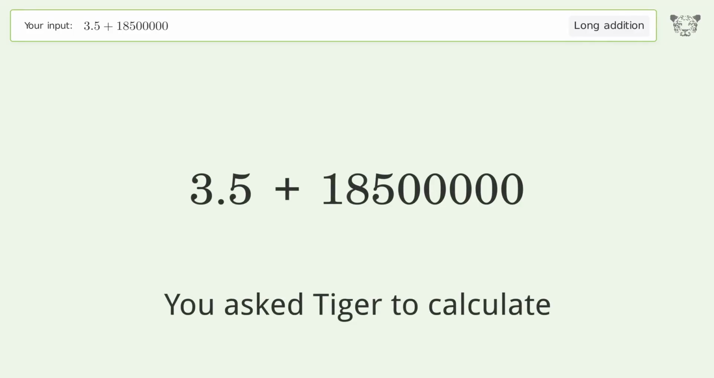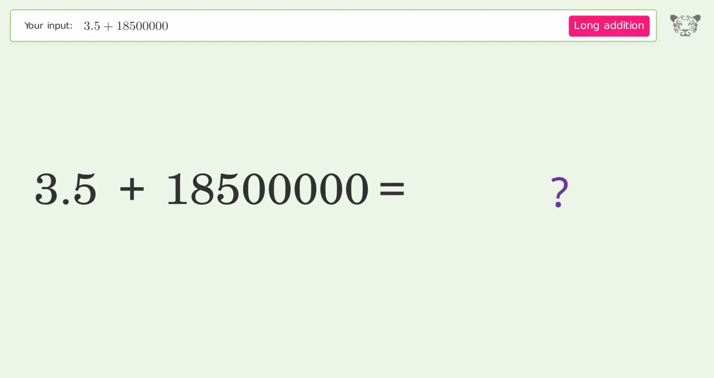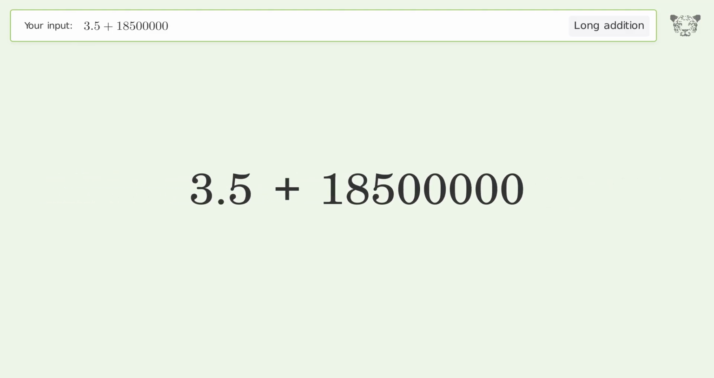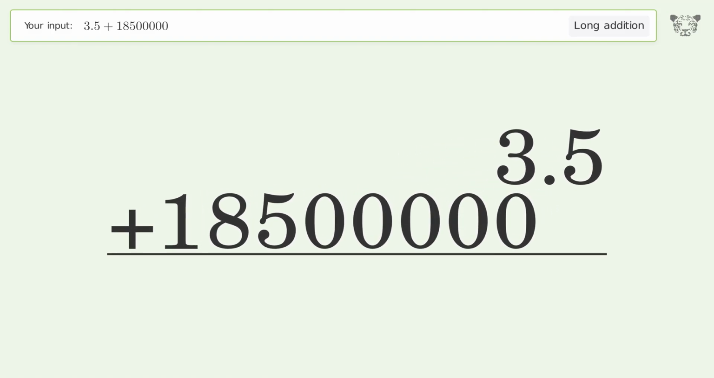You ask Tiger to calculate. This deals with long addition. The final result is 18,500,000 3.5. Let's solve it step by step. Rewrite the numbers from top to bottom, aligned by their place values, put zeros in the blank number places.